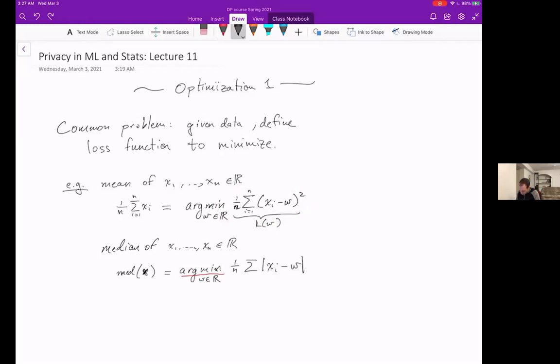So let's do one more example. Let's say linear regression. That's another one that maybe you've seen before. Here my inputs are not real numbers. They're actually pairs of vectors and numbers. So the data are pairs xi, yi, where xi is a d-dimensional real vector and yi is a real number.